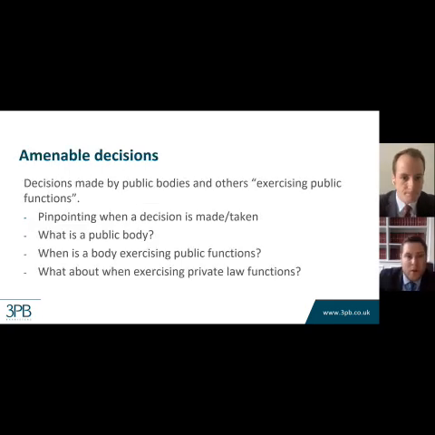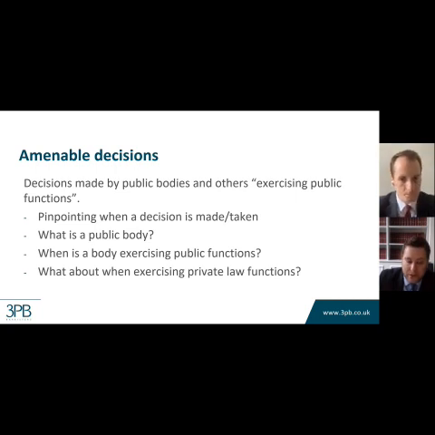Thanks very much, Jim. What decisions then are amenable to judicial review? Well, as Jim has suggested to you, it's decisions made by public bodies, such as traditional public bodies, local authorities, clinical commissioning groups, universities, schools, etc., but also bodies that exercise public functions more widely. One such example would be an independent school where it exercises public functions by accommodating a child under Section 20 of the Children Act, for instance.